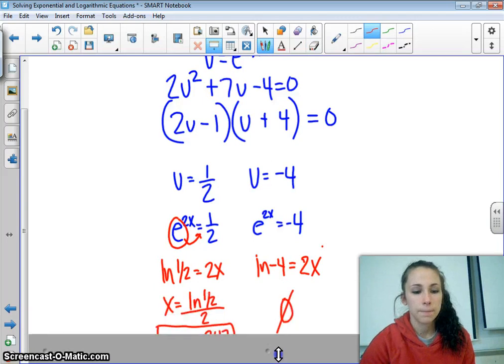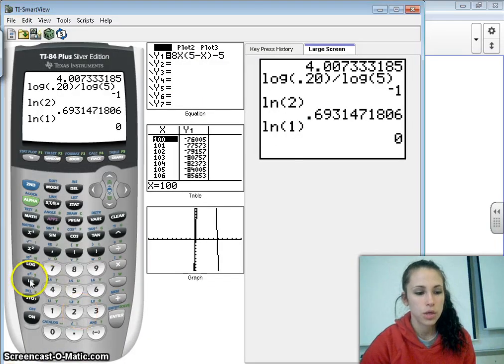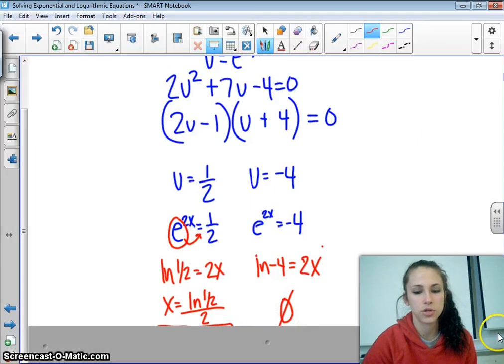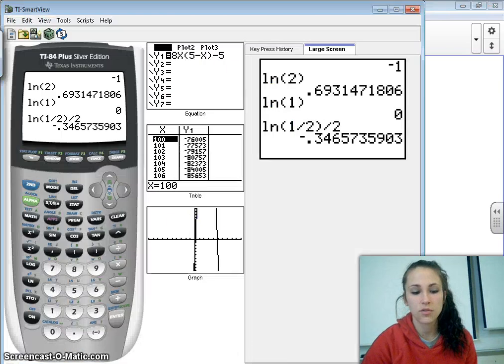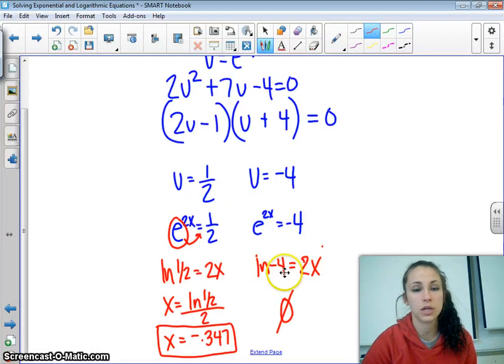Alright, and so then to solve for this one, I took the natural log of 1/2 and divided it by 2. So natural log of 1/2, and then all of that divided by 2 is that negative 0.347. And so that's how I got this first answer right here. Now, if I go ahead and try to take the natural log of negative 4 and then divide that by 2, that's just going to give me a non-real answer because I cannot plug a negative into a natural log or a log.